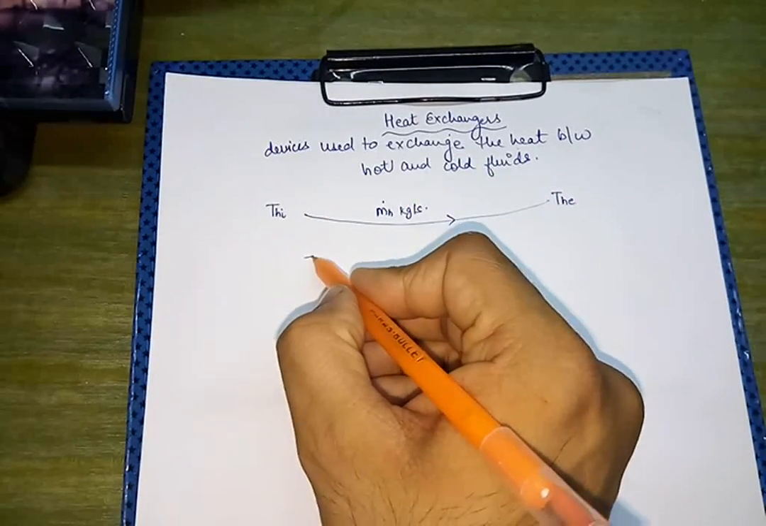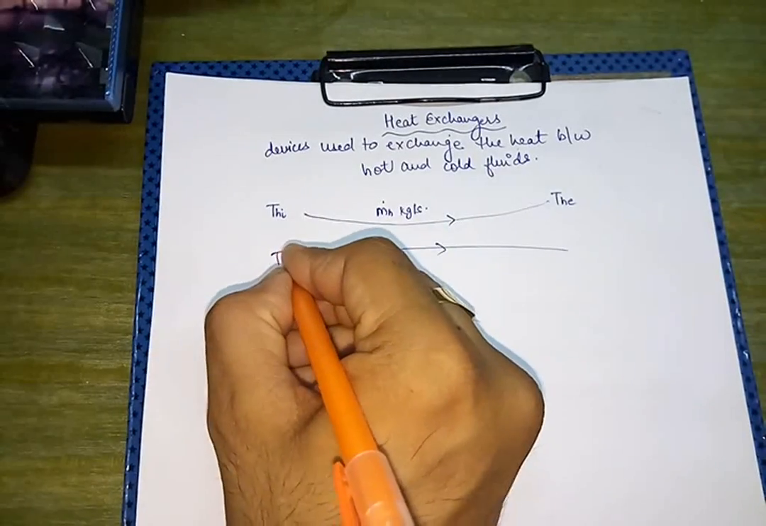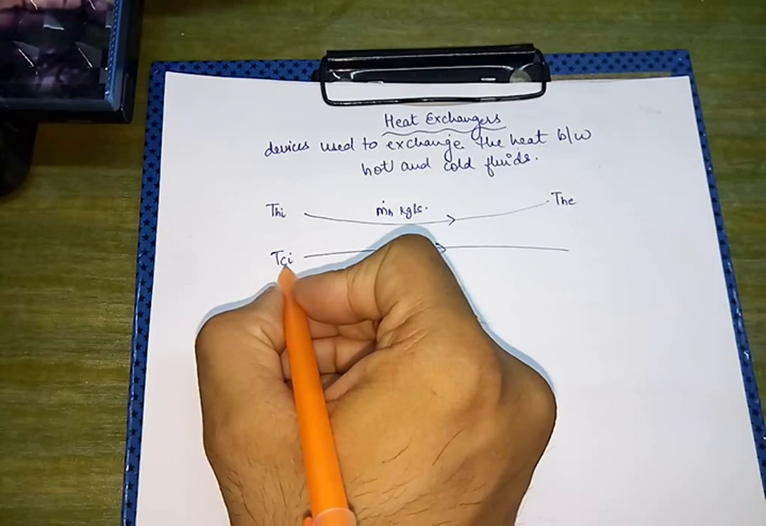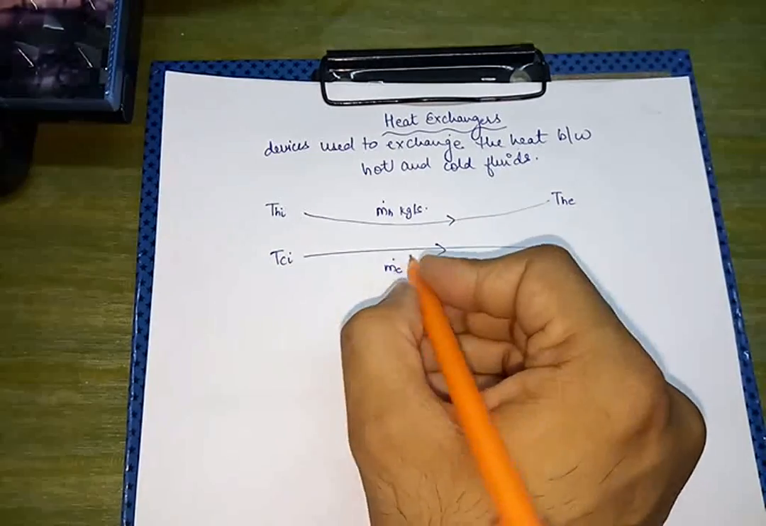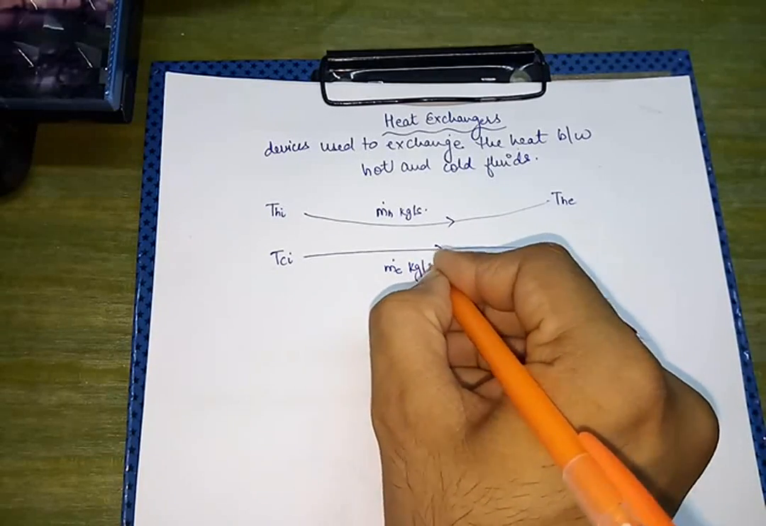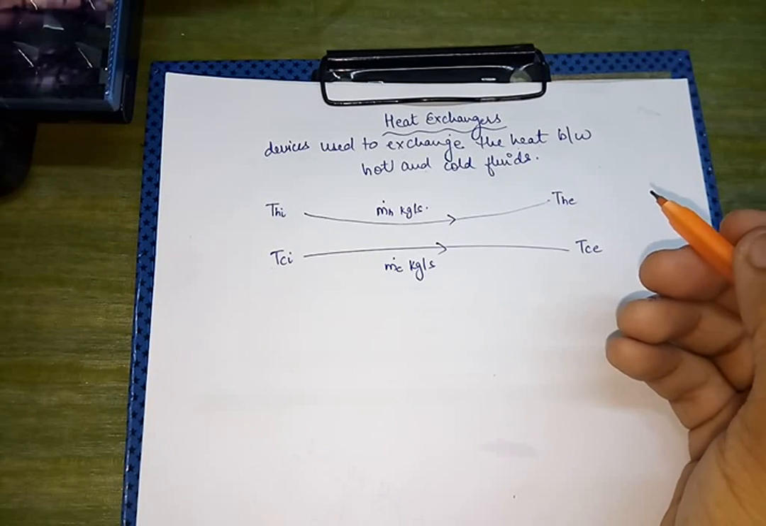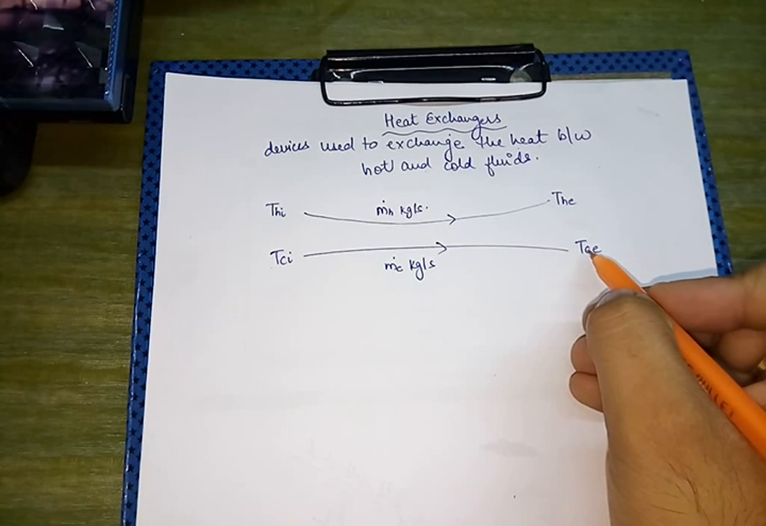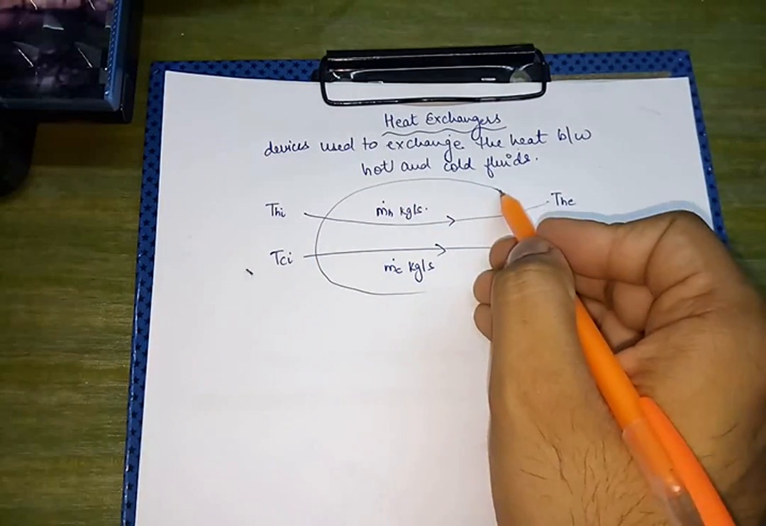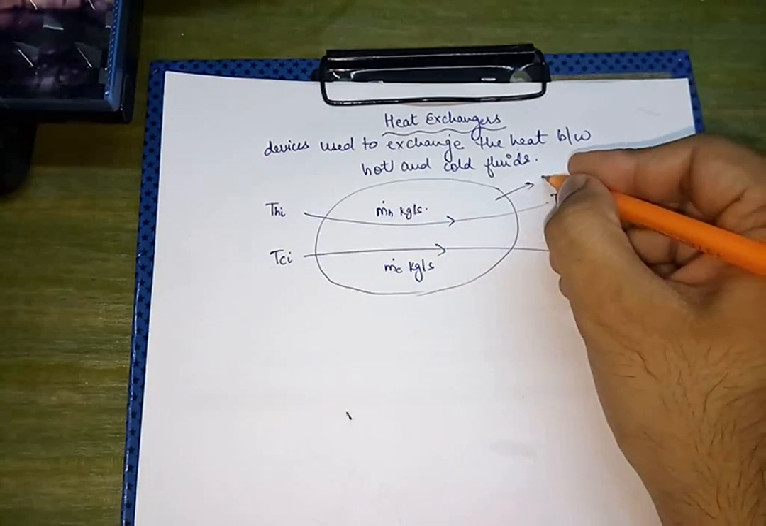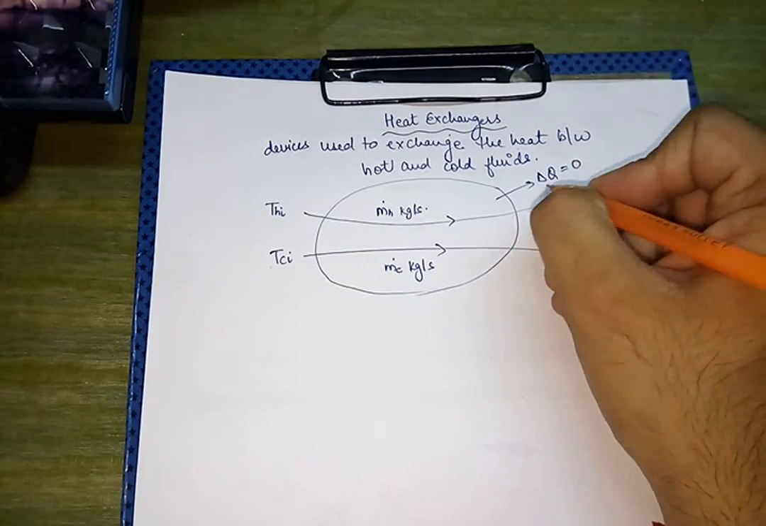And on the other hand, we are also having a cold fluid which is flowing in parallel. Tc inlet, C means cold, temperature of the cold fluid at inlet, mass flow rate of the cold fluid, kg per second, and TCE. TCE is the exit temperature of this cold fluid. Now there is one assumption, and this assumption is very important, and the assumption is that this process is actually adiabatic, that is delta Q equals to 0.